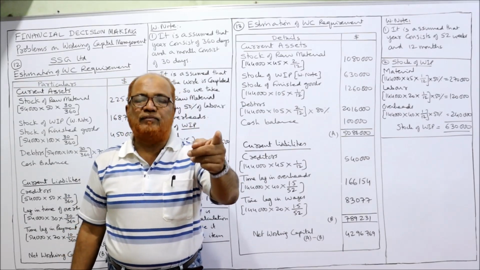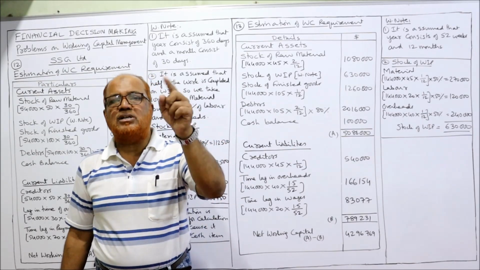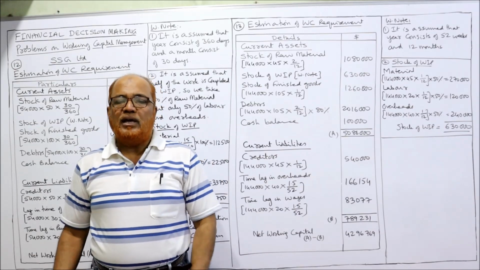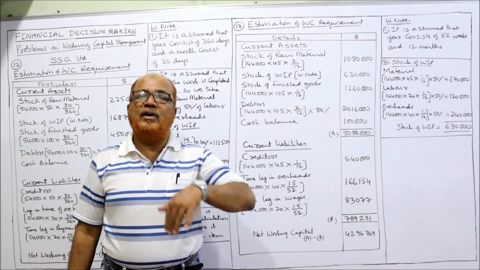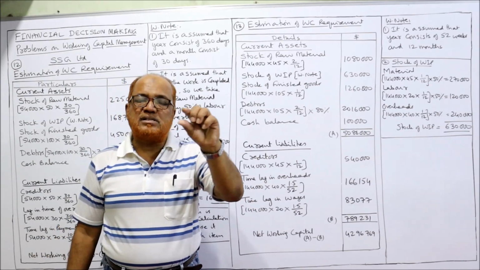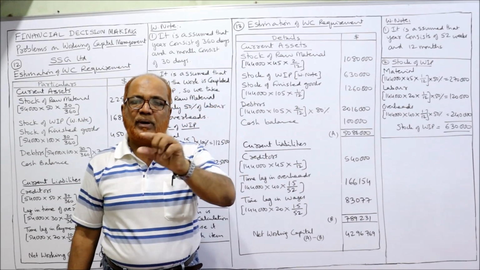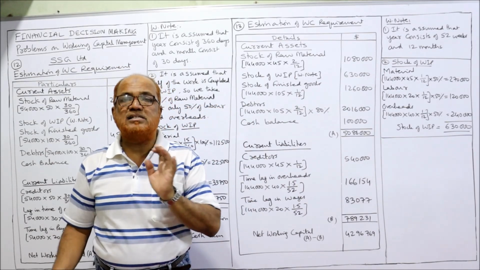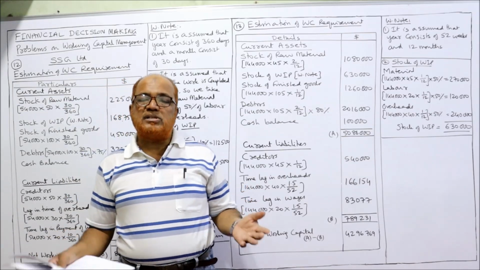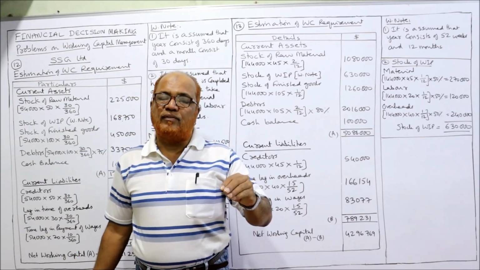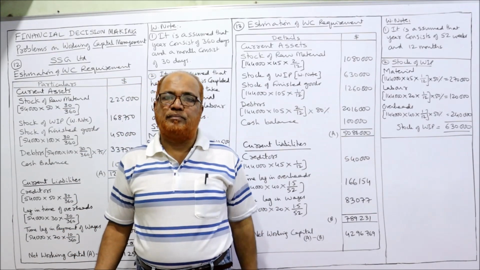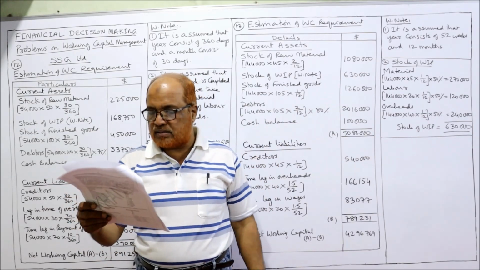That means material 50%, labor 50%, overhead 50%. If the sentence was not given, we would have taken 100% of material, 50% of labor and 50% of overhead. If that sentence is not given. But here it is specifically given, take 50% for all elements, that means material, labor and overheads.